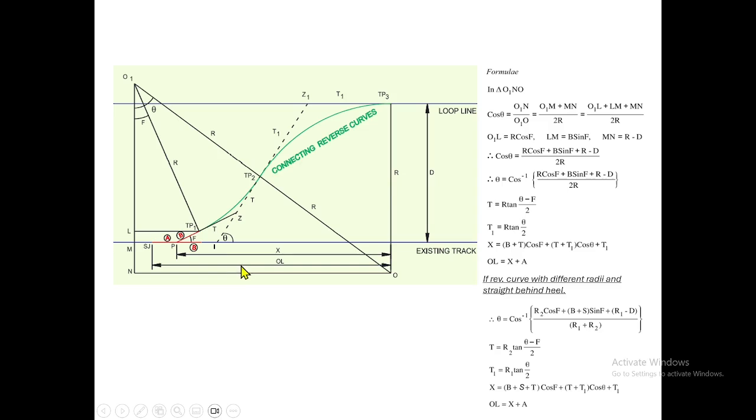So x equals b plus t cos f plus t plus t1 cos theta plus t1. So that will be from the point of intersection to the tangent point 3. We got it. Then of course overall length equals x plus a. So these are the formulae we can use for finding out the overall length at final.